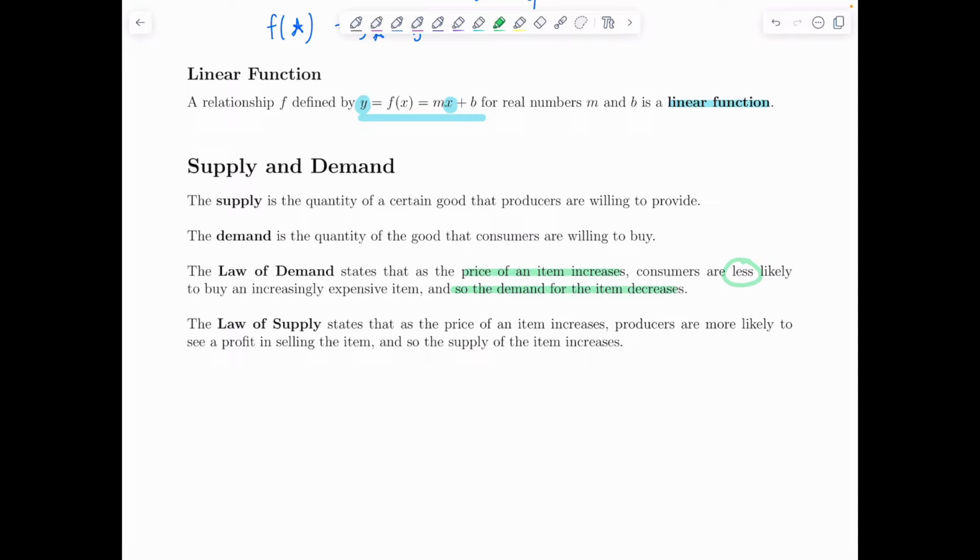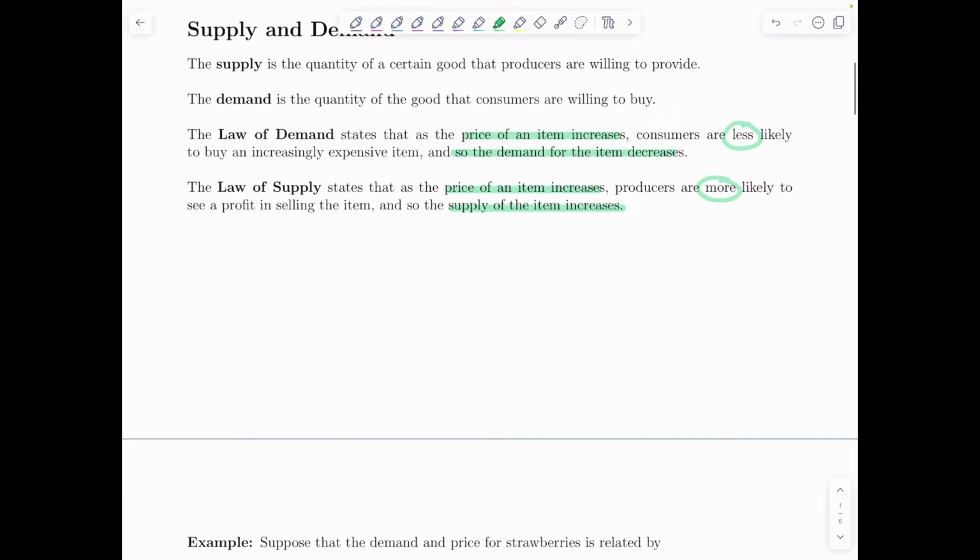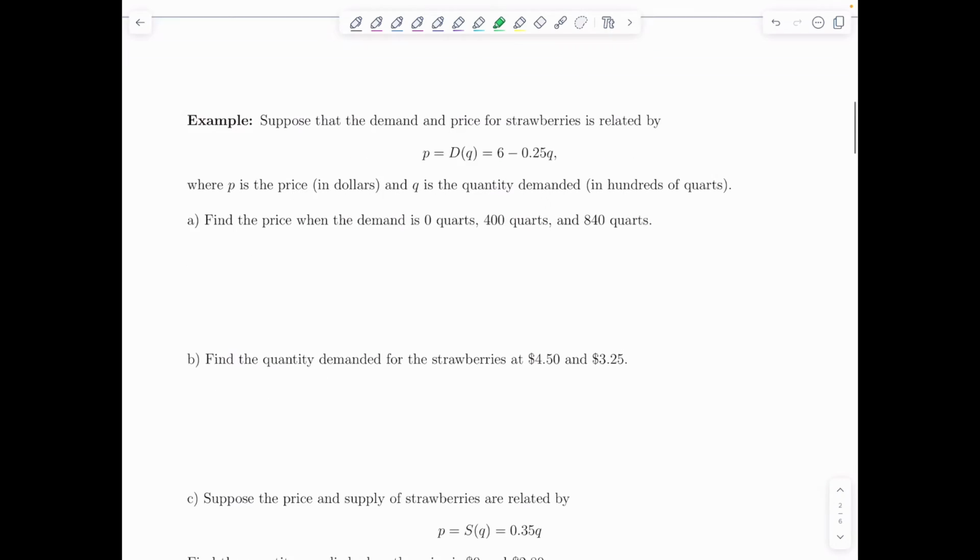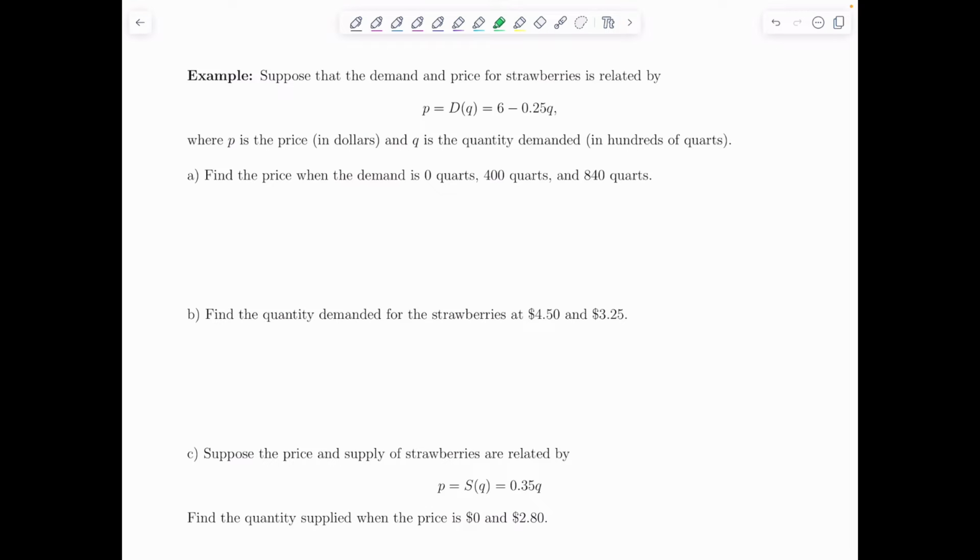The law of supply states that as the price of an item increases, producers are more likely to see a profit in selling the item, so the supply of the item increases. So in this case, you're looking from the producer's perspective, and if price is going up, I want to supply more. It's going to be more profitable to us in the long run. So let's see how we're going to build on these ideas here. First example, suppose that the demand and price for strawberries is related by the following equation.